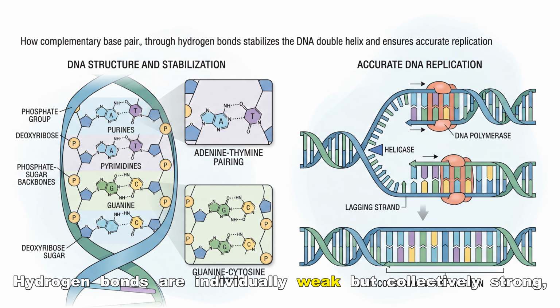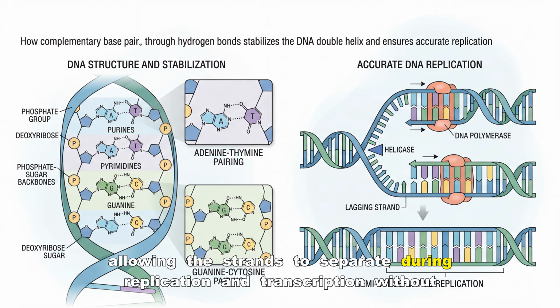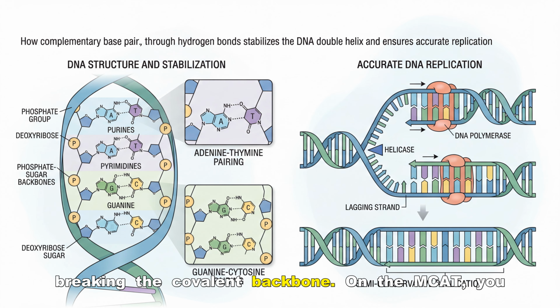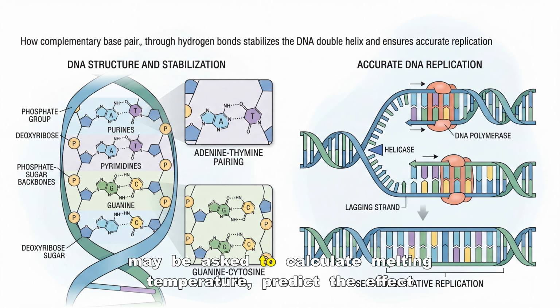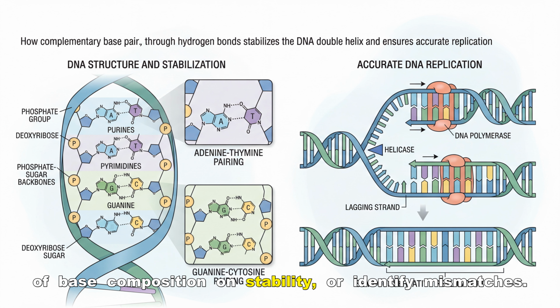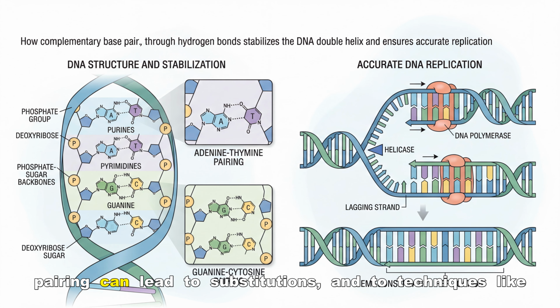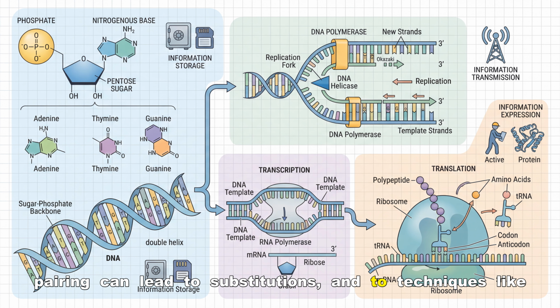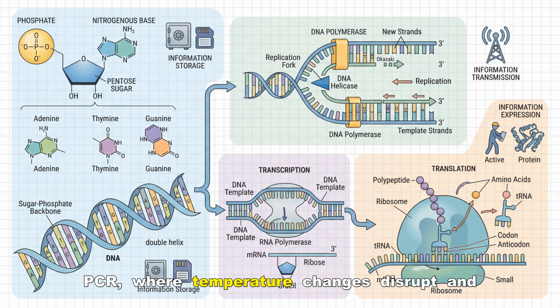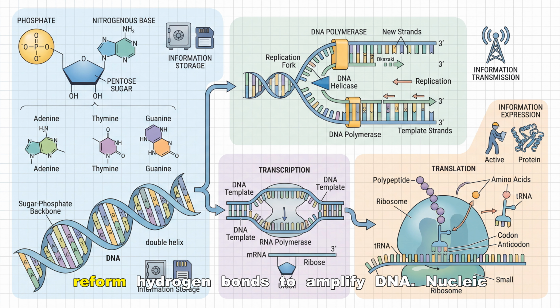Hydrogen bonds are individually weak but collectively strong, allowing the strands to separate during replication and transcription without breaking the covalent backbone. On the MCAT, you may be asked to calculate melting temperature, predict the effect of base composition on stability, or identify mismatches. This concept also connects to mutations, where incorrect base pairing can lead to substitutions, and to techniques like PCR, where temperature changes disrupt and reform hydrogen bonds to amplify DNA.